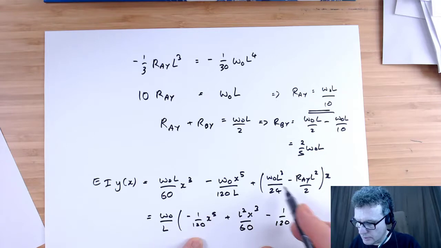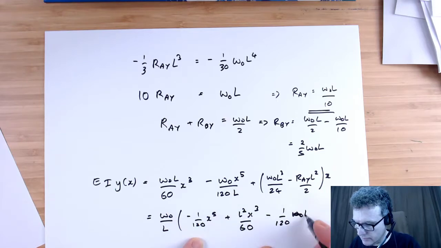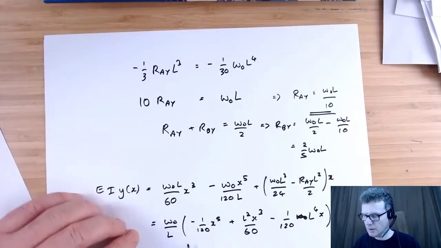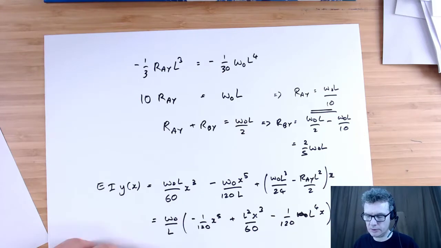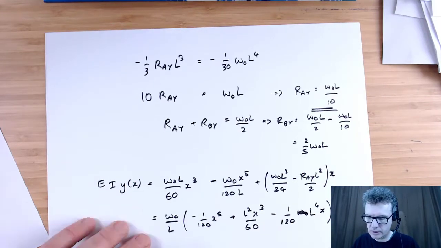W0, no, I've taken the W0 out. I've taken L out, so that becomes L to the 4 times by x. Looks like it would be a sensible thing to take out either minus 120th or 120th itself. So you could leave the answer like that.